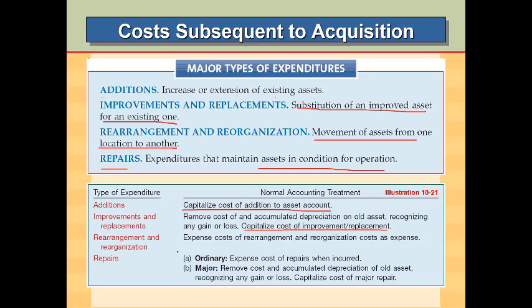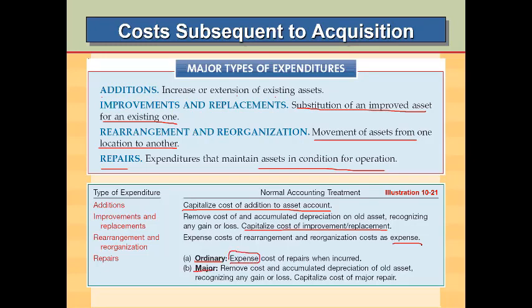Rearrangement and reorganization: expense the cost of rearrangement and reorganization. It is not part of the cost because it does not extend the useful life of the asset. The last thing is the repair. We have to keep in mind if it is ordinary, like the repair you are doing for the car every 5,000 or 10,000 kilometers, these are expenses to be deducted in the income statement.